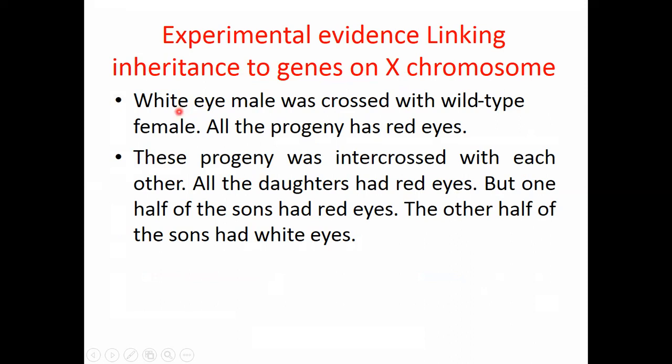Morgan basically performed an experiment by selecting male Drosophila and female Drosophila. So he chose a white-eyed male and crossed it with a wild type female. Means the eye color of the female was normal, that is the red eye color, while the eye color of the male was mutant, and the mutant eye color was white. He observed the progeny or the F1 offspring, and all the progeny had red eyes.